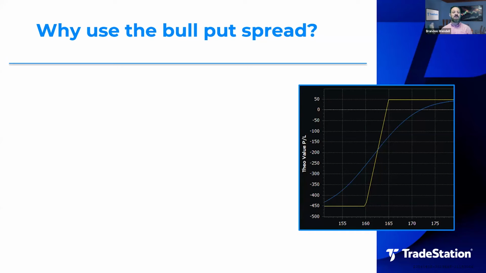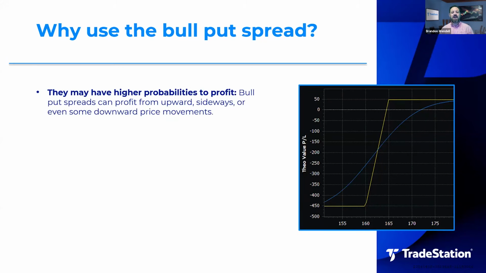So why the heck would we even want to deal with this? Why trade the bull put spread? Well, they have higher probabilities to profit. A lot of people who are looking to profit as a security is moving up will either buy the stock, if it's a stock or an ETF, or they'll buy a call. Well, the problem with buying the call is that it can be costly, and you only make money if prices go up, and they have to go up far enough that you cover that cost before the expiration.